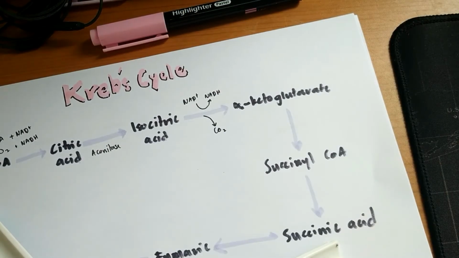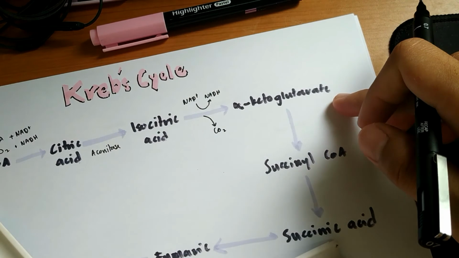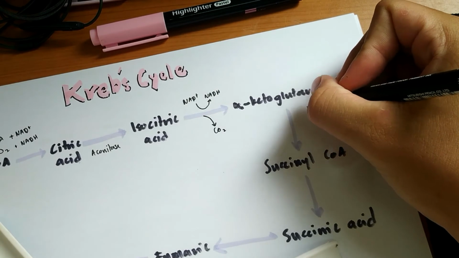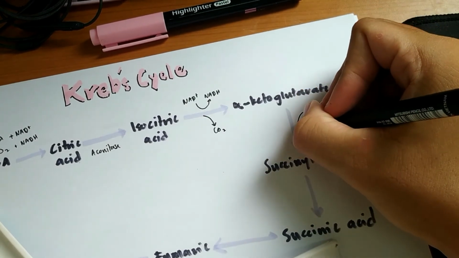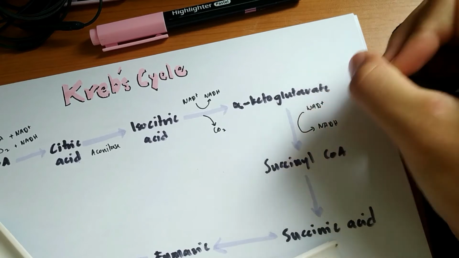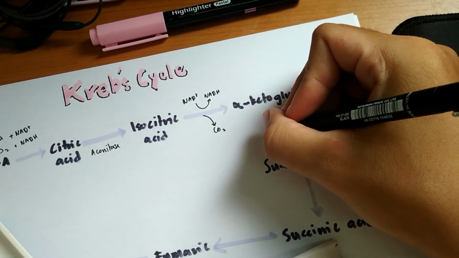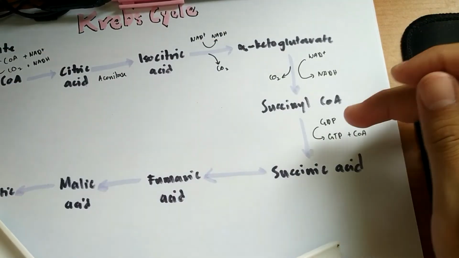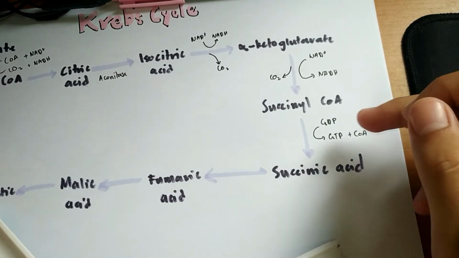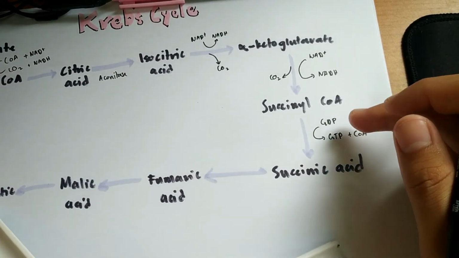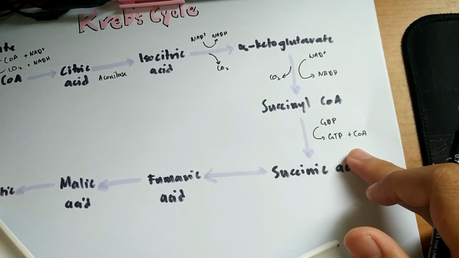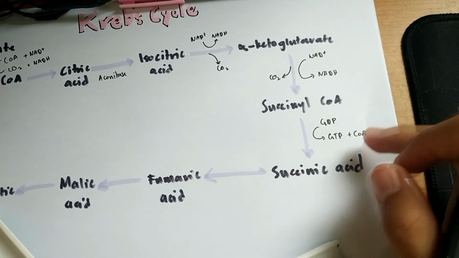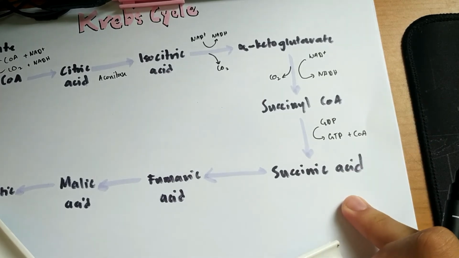The next reaction is between alpha ketoglutarate and succinyl-CoA. In this reaction, NAD+ will be converted again into NADH, and it also involves the removal of carbon dioxide. Next is the conversion of succinyl-CoA into succinic acid. This reaction involves the formation of GTP from GDP by the transfer of energy. Meanwhile, it releases CoA, which results in the formation of succinic acid, also known as succinate.